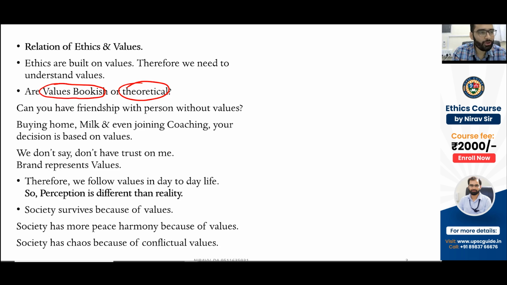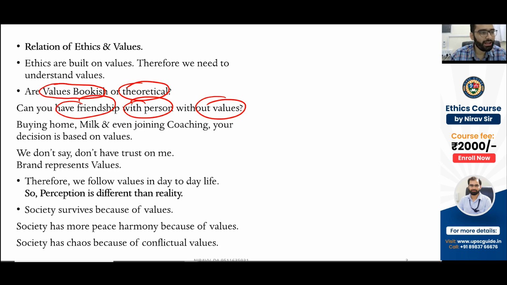You can say that values are very very important. So here my question is, can you have friendship with a person without values? आप without values कौन से भी person से friendship रखोगे क्या? Yes or no? Please write everybody in the chat box. So इसका मतलब क्या है?